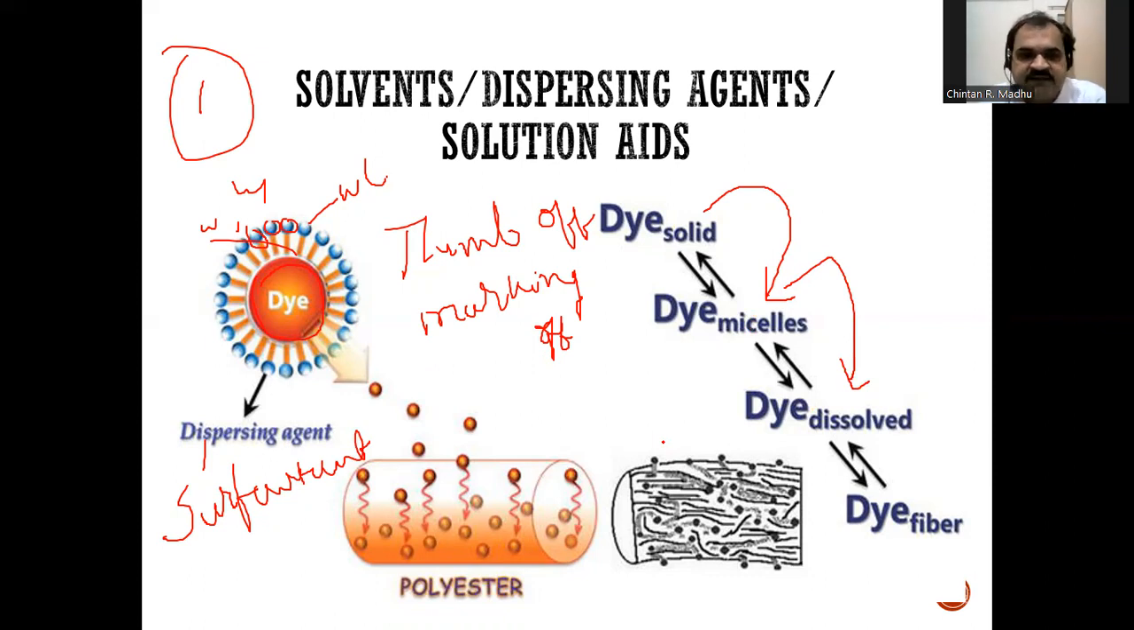Generally, what is happening with reactive dye on cotton? They are forming a bond. With direct dye on cotton, they are just attaching with van der Waals forces and hydrogen bonds. But when we are talking about disperse dye and polyester, your disperse dye is dissolved in the polyester fabric.